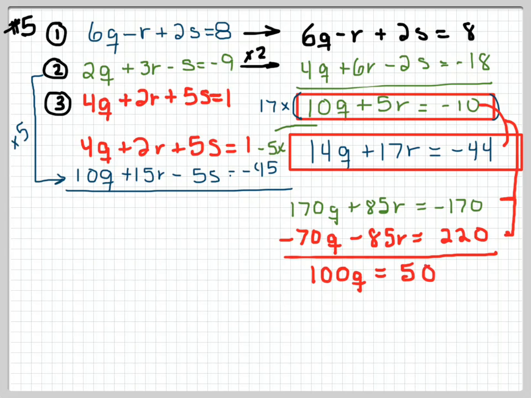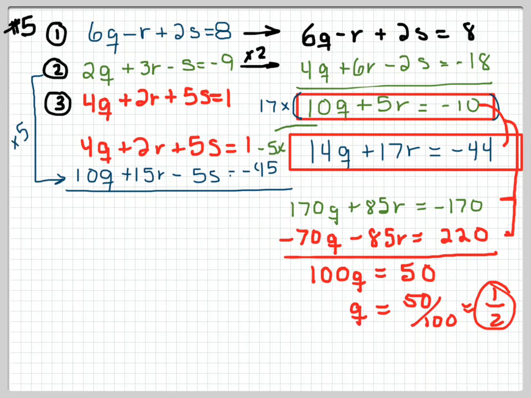50. Dividing by 100, I get 50 over 100, and I find out Q is equal to a half. Alright, we're almost there. We got 1/3 of it done. We know what Q is now.